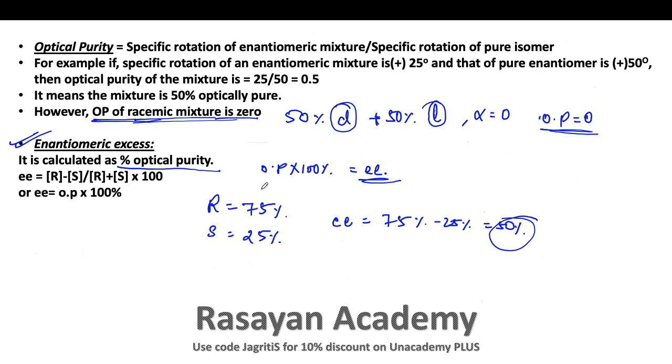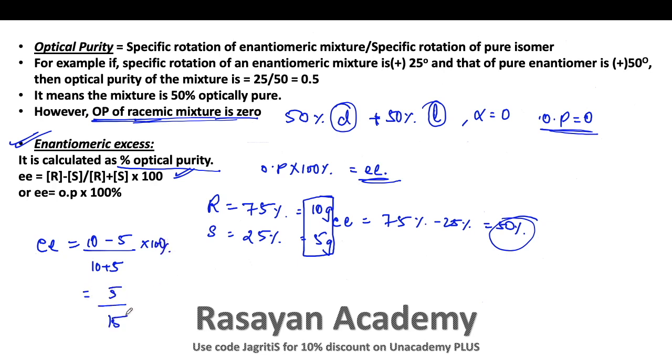But let's say I am giving you the values in grams. Let's say I have told you R is there in 10 grams and the S is there in 5 grams. Now you find out the enantiomeric excess. How are you going to do it? Very simple. You are going to use this formula over here. Enantiomeric excess is equal to 10 grams minus 5 grams divided by the total, 10 plus 5, 15 grams, into 100%. This is how you find it. 5 divided by 15 into 100%. Okay, so this is how you do it.